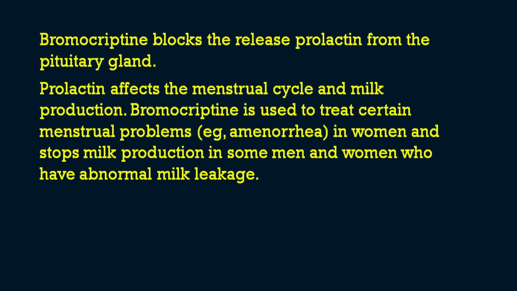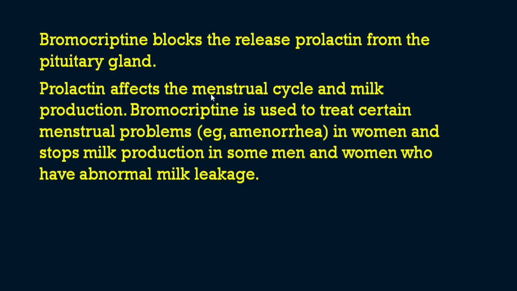And one more option was there, that is regarding bromocriptine. You know that bromocriptine blocks the release of prolactin from the pituitary gland. This is the drug that can be given to suppress lactation. Prolactin affects the menstrual cycle and milk production. Bromocriptine is used to treat certain menstrual problems like amenorrhea in women, and it stops the milk production in some men and women who have abnormal milk leakage. So this is bromocriptine.